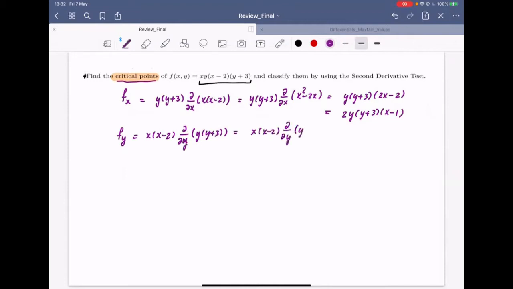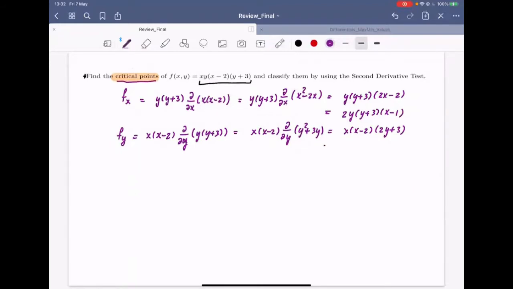Okay, and then x times x minus 2, and then that's y. Then now I have y squared plus 3y. Then now I have x minus 2 times 2y plus 3. Oh my god, it is not... It's 2y plus 3. Yeah, it's okay. Fine. Well, I cannot simplify more. That is fy. Okay, good.